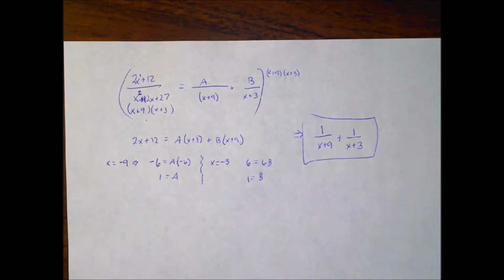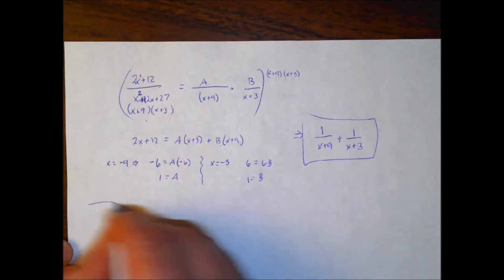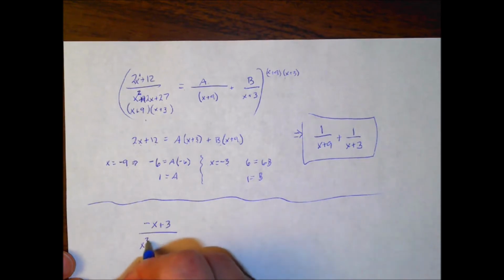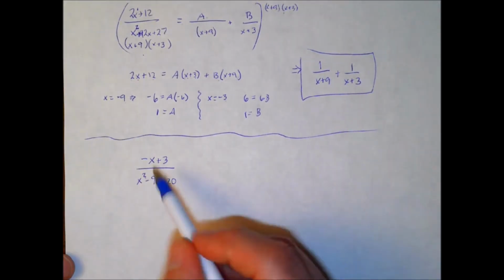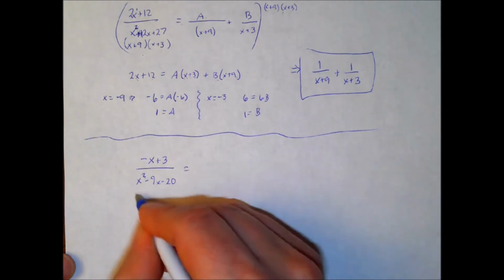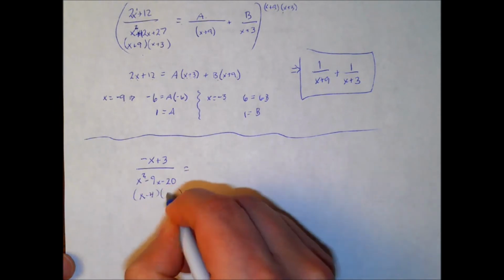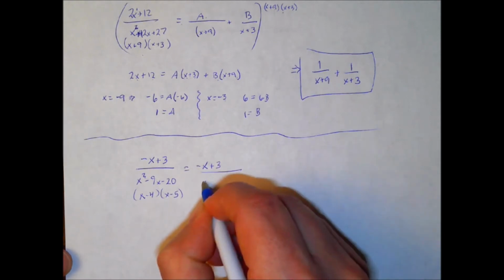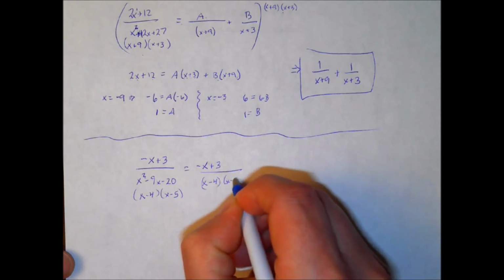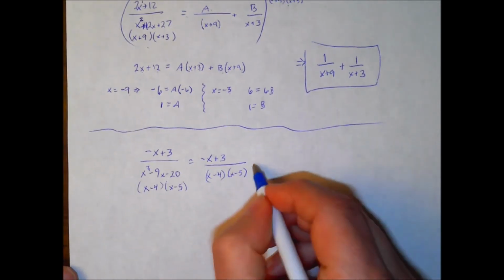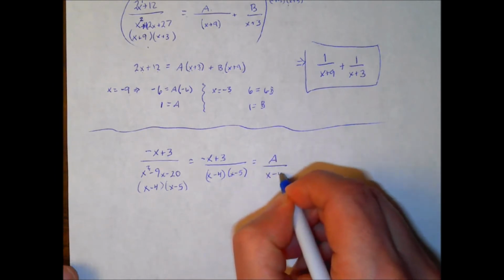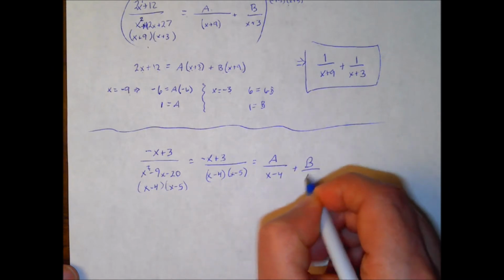Okay, let's try another one. Once again, the degree of the numerator is smaller, so we're good to go. Factor this out: x minus 4 and x minus 5. We know it's going to be some number over x minus 4 plus some number over x minus 5.